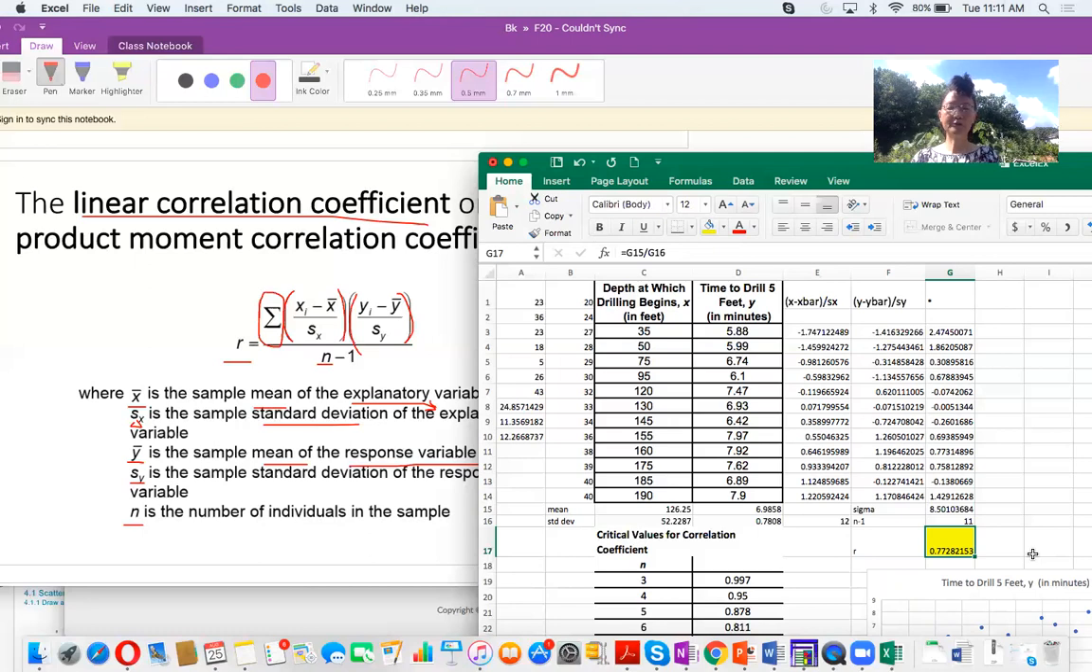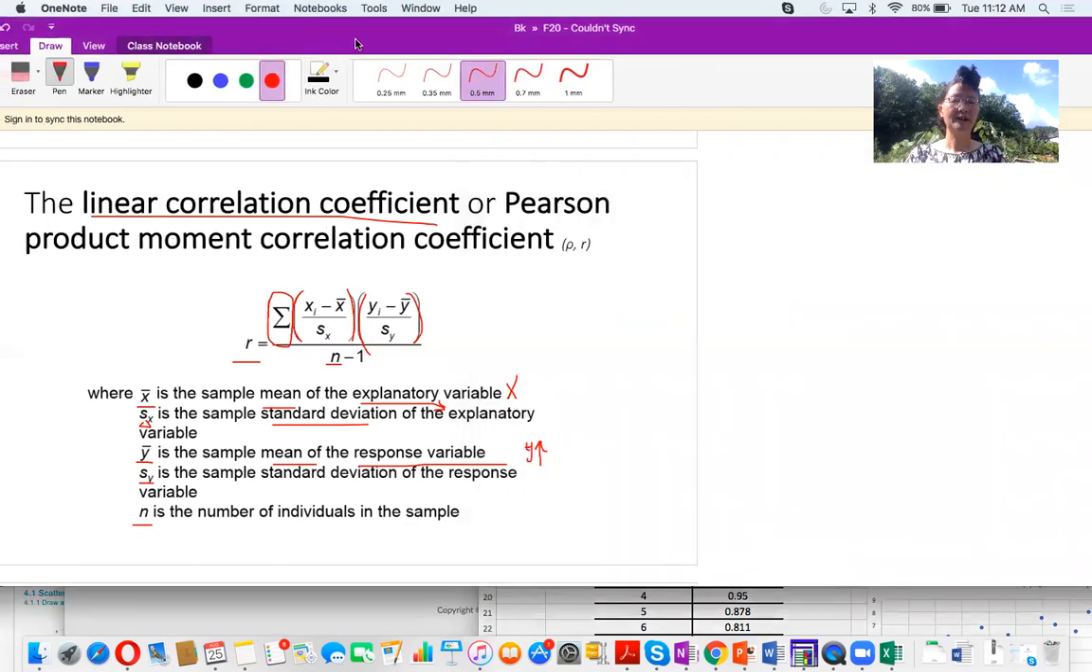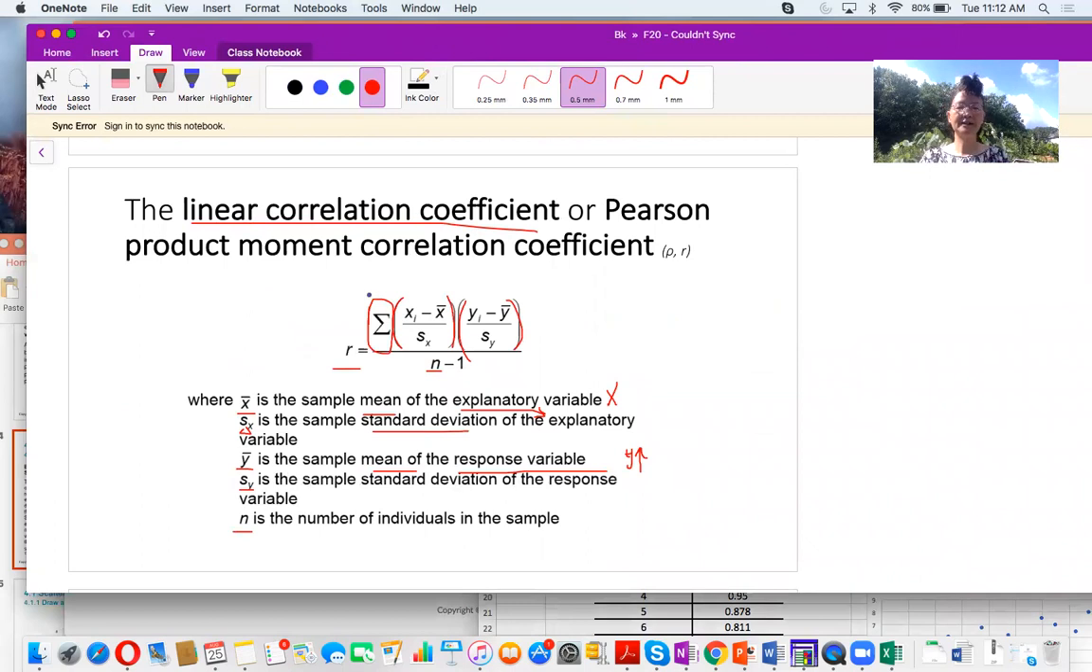Hope you will go through this process by yourself using Excel. The calculator is very many steps. I strongly suggest you repeat this procedure in Excel to see if you can come up with the number 0.7728, and this is a positive number, and this number is smaller than 1. So that is the formula for calculating the linear correlation coefficient.